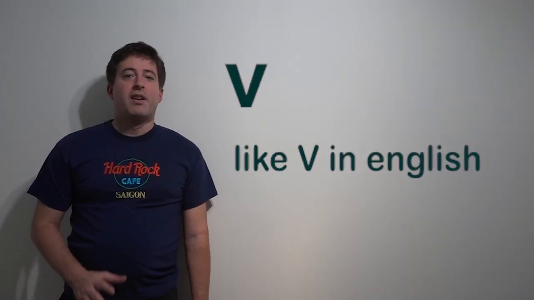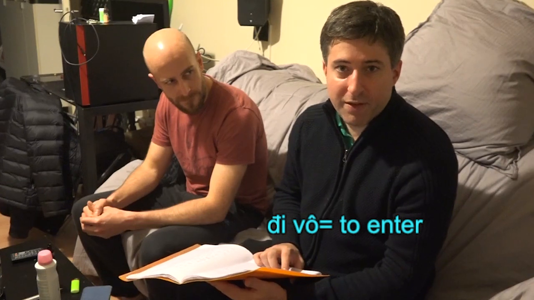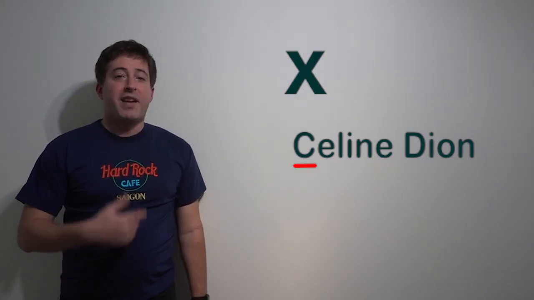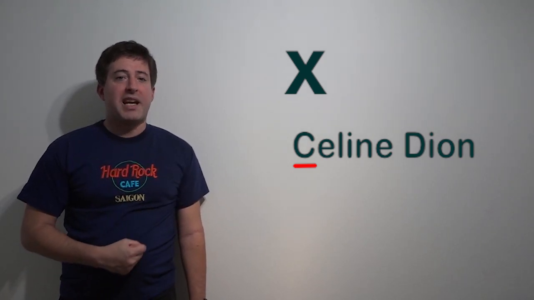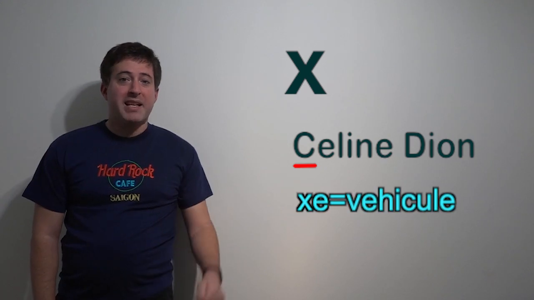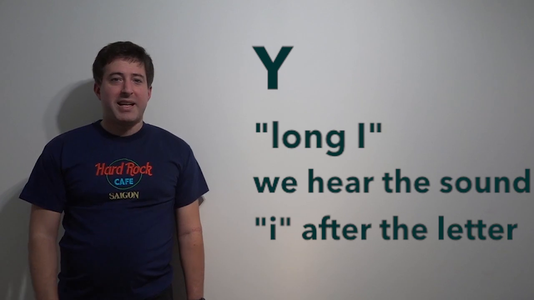Next letter is V. So this one you pronounce it like a V. Like in the verb vào, which means to go in, to enter. Next letter is the X. So, pronounced like Céline Dion. An example with it would be xe. It means a vehicle.